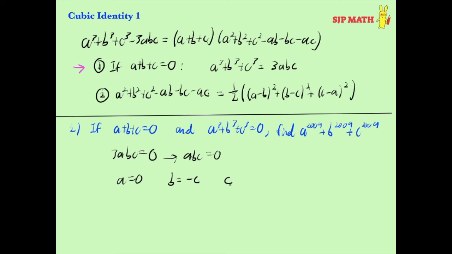So if we plug these values in here, then we get 0 to the 2009, which is just 0, plus negative c to the 2009, plus c to the 2009. And since 2009 is an odd number, we can take this negative 1 out. This will be equal to negative c to the 2009 plus c to the 2009, and that cancels out and gives us 0. So the answer to this is just 0.